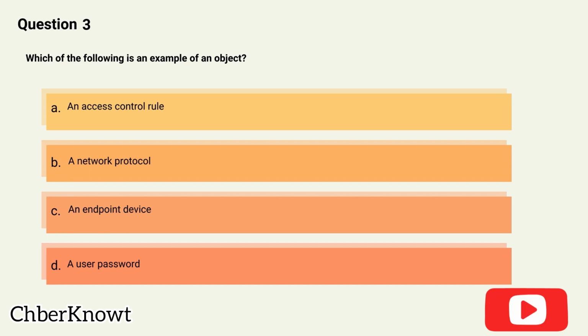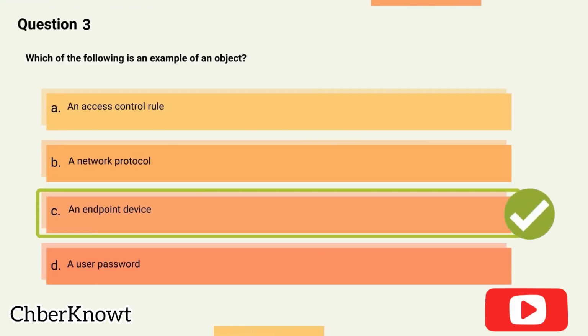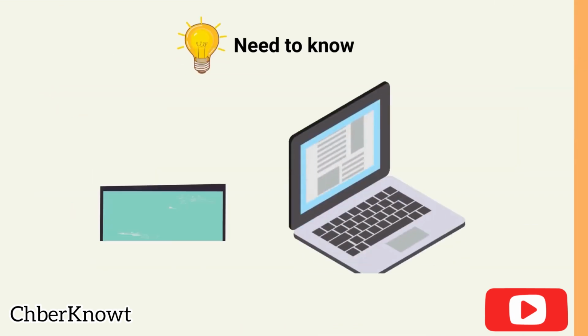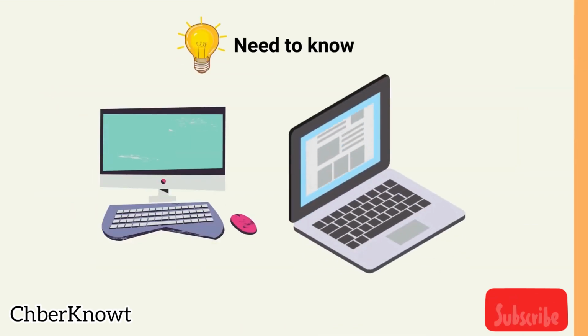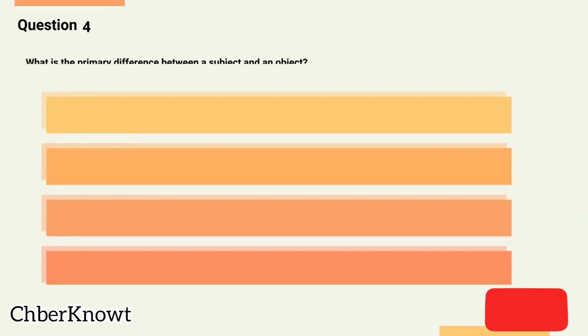The correct answer is Option C. An endpoint device. Explanation. An object is a resource or asset that is being protected, such as data, files, programs, devices, or systems.